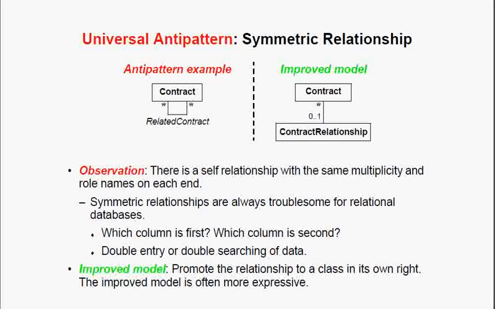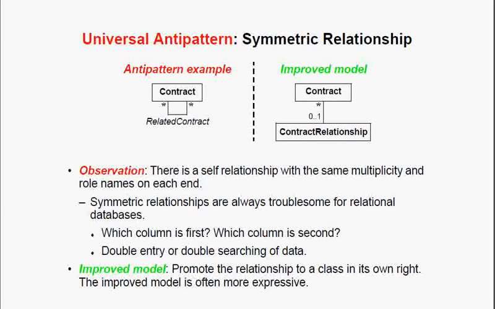So if you double store things, that's obviously offensive. If you don't double store them, then you have to search. Is A in the first place? Is it in the second place? It's just a mess. And you can sidestep the whole problem for a relational database and actually have a slightly better model if you use the solution to the antipattern, the improved model.